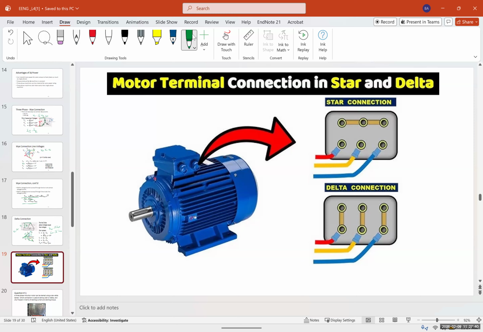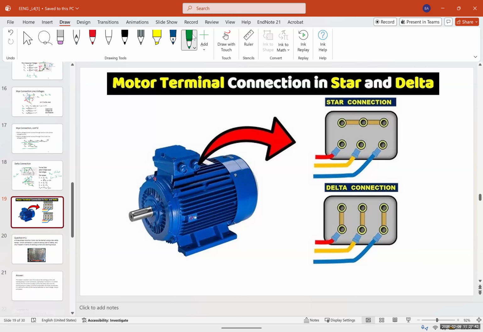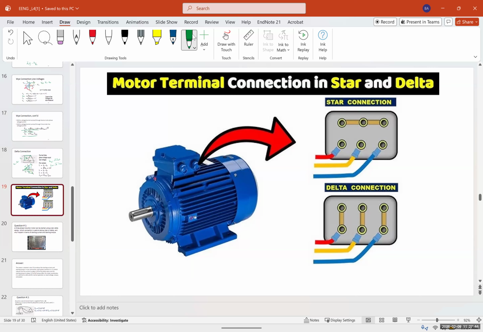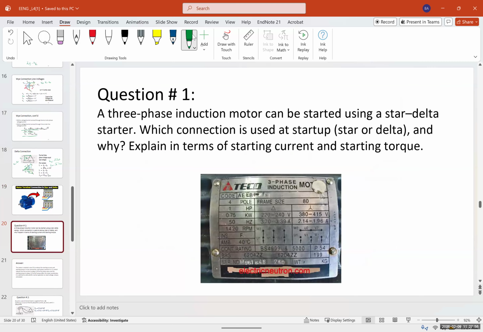And the first question that we have here for this quiz, I'm going to do a small quiz, is which one is better? Is delta connection better for a motor or Y? And usually, which connection does a motor start with? So this is the first question.